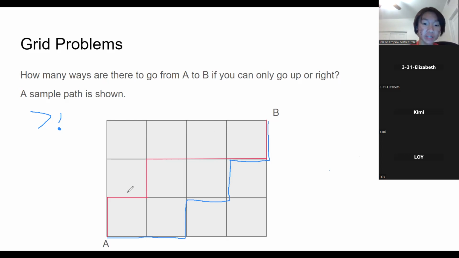Okay, let's think about it a different way. What if we number our moves, right? So every right is R, every up is a U. So what would our list of 7 look like? R, R, or it could be U. Yeah, that's a pretty good thing, right? All we have to do is count the R's and U's.